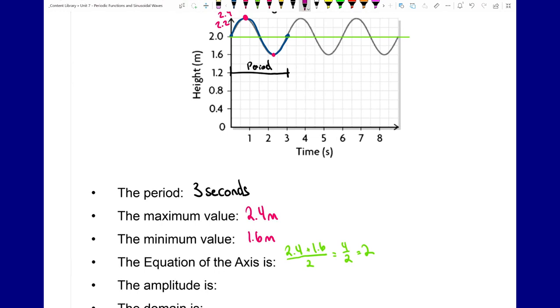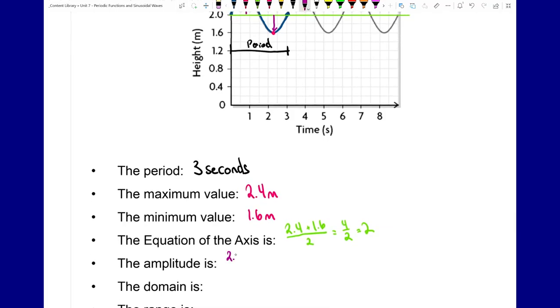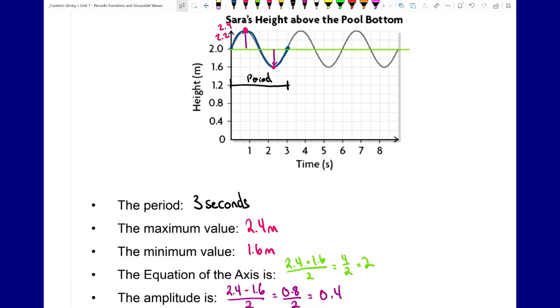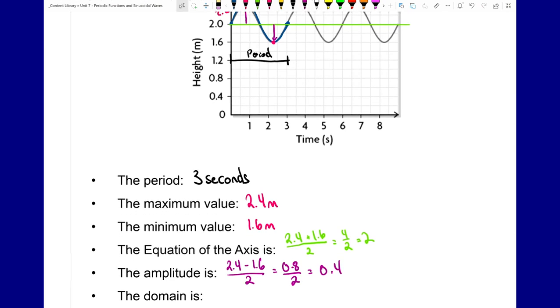Our amplitude, again, the height or the distance from the midline to the max or to the min. I could also do 2.4, the max minus the min divided by 2. So 2.4 minus 1.6, 0.8 divided by 2, which is 0.4. And looking at that, I can see that's my distance as well. From 2.0 up to 2.4 is a distance of 0.4. And the same thing from 2.0 to 1.6, that's a distance of 0.4.